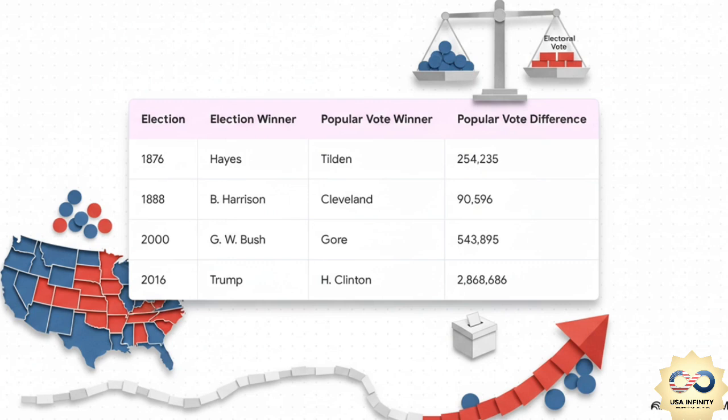Take a look at this table. What's really wild is how that gap between the popular vote winner and the election winner has just exploded in recent years, hitting almost 3 million votes back in 2016. So what is going on here? How does this keep happening?